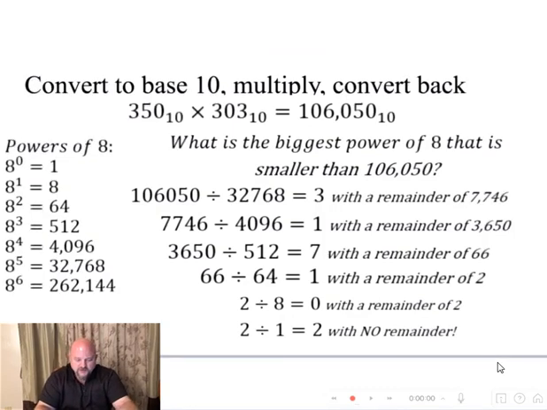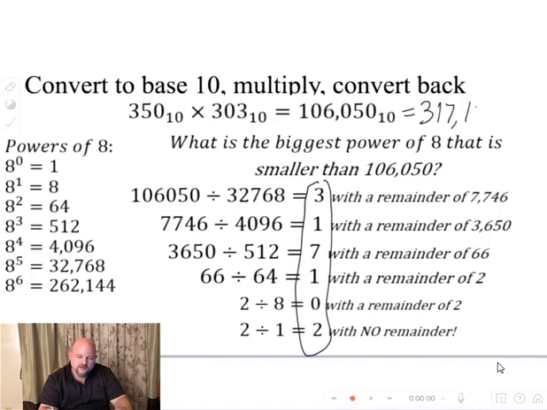And now what we've done is we've converted 106,050 in base 10. We've divided that repetitively by different powers of 8. And what do we get? We get these values right here. This is going to be equal to 317,102, and that is in base 8. And that is the answer in base 8. So just a quick reminder of what we've done so far.